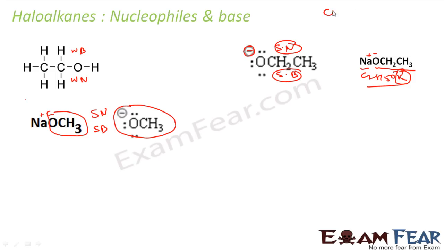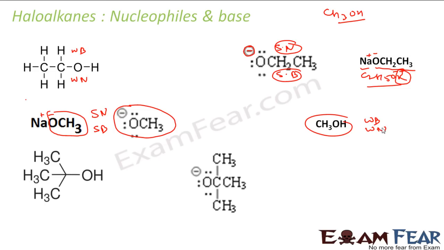But if you take CH3OH, this will be a weak base and a weak nucleophile. Why a weak nucleophile? Because it's neutral. And why a weak base? Because we know from the acid-base chapter that CH3OH is a weak base. Right? This one is a weak base and weak nucleophile. This one also is a weak base and weak nucleophile.